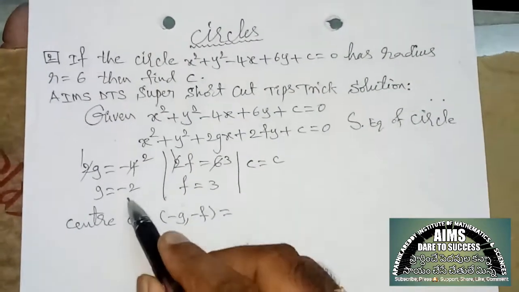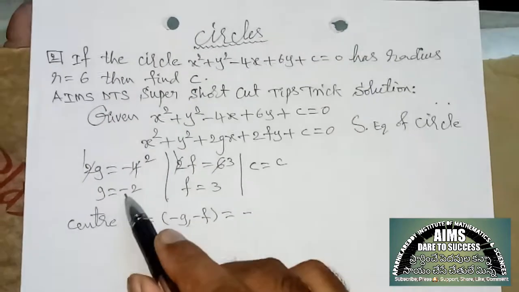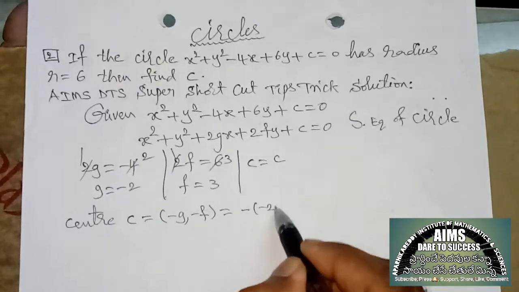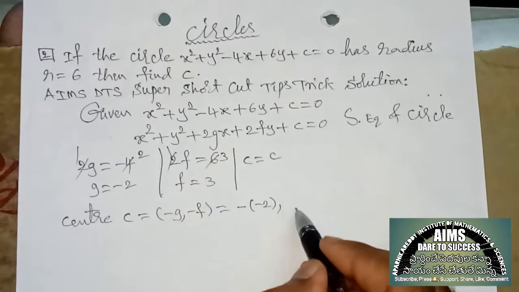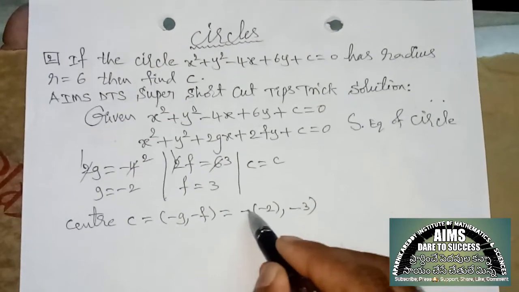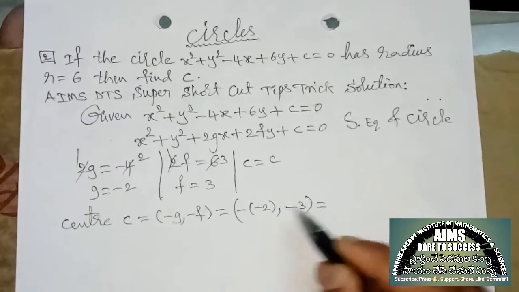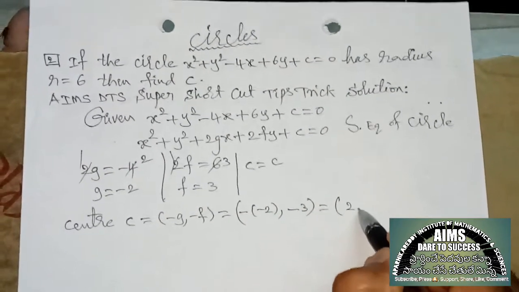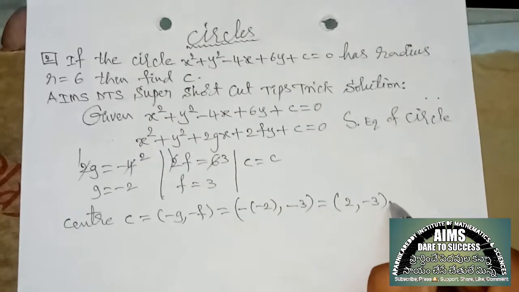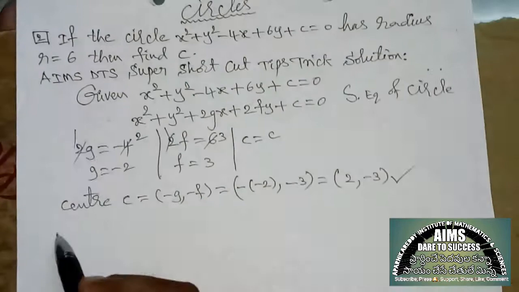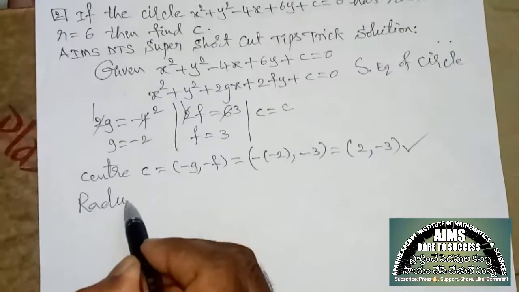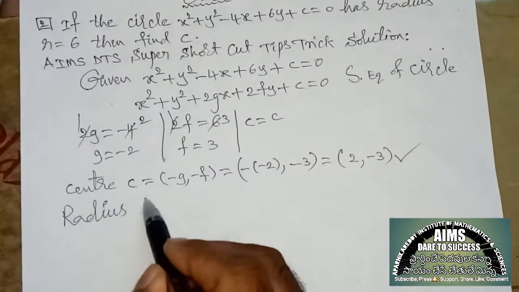So g value is minus 2, minus g value is minus of minus 2, comma f value is 3, minus f value is minus 3. So next, minus of minus is plus, 2 comma minus 3 is the center of the given circle. Next, I want to go on to find the radius.